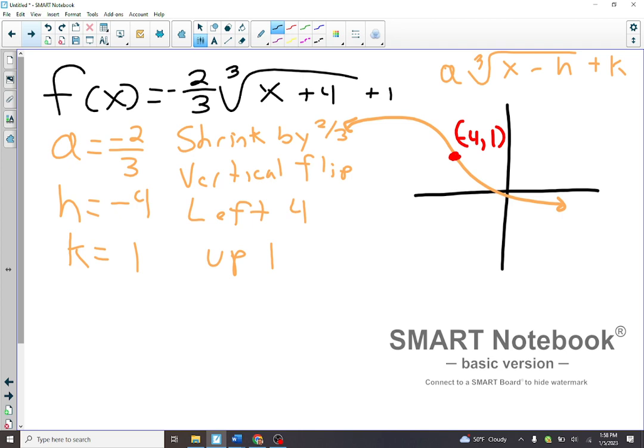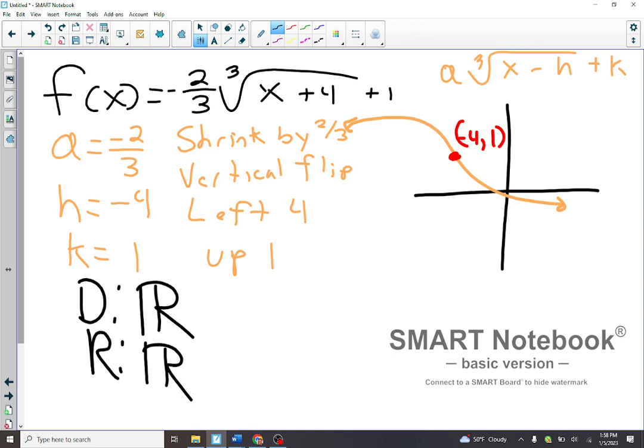Is that it? Well, then domain and range. But lucky for you, the domain for cube root is always all reals, no matter what flip, switch, stretch, shrink you do. Wait, why is it all reals? Why do you think it's all reals? It's because all the numbers could be cube rooted, so it's okay.